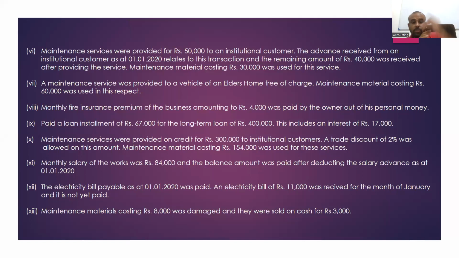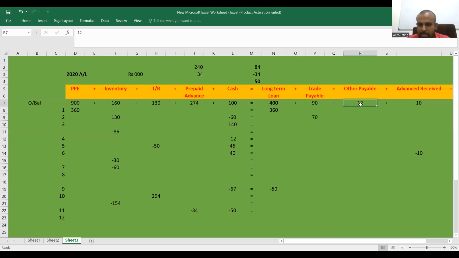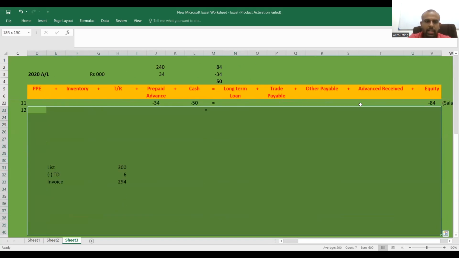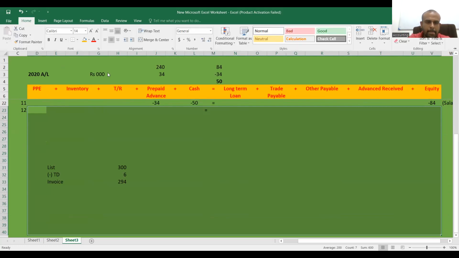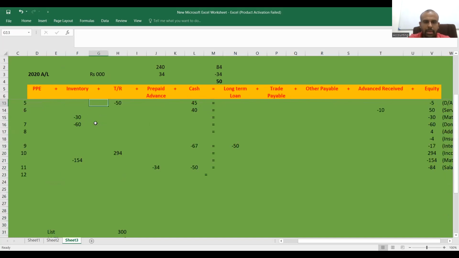Electricity bill payable on 1st Jan 2021 was paid. Tell me, the electricity bill payable on 1st Jan 2021 has been paid. How much was the electricity bill payable on 1st Jan 2021? This 12,000 was the electricity bill payable, other payable. It has been paid. If you pay, your cash balance reduces. If you pay, your cash balance reduces by rupees 12,000. If you pay an opening liability, your cash balance reduces by 12,000.